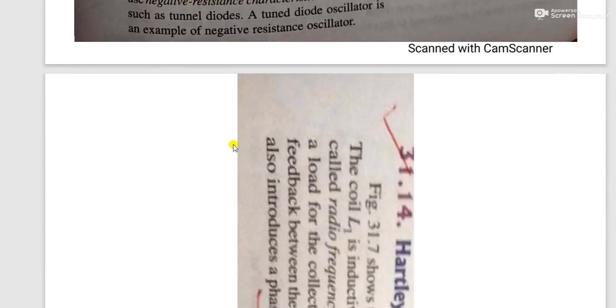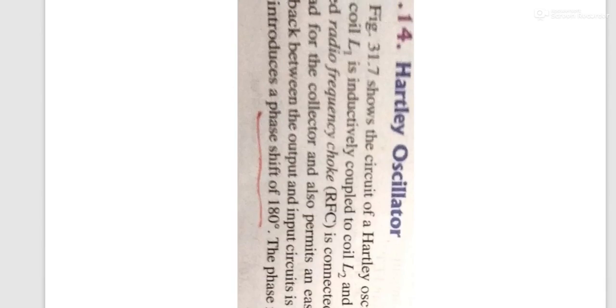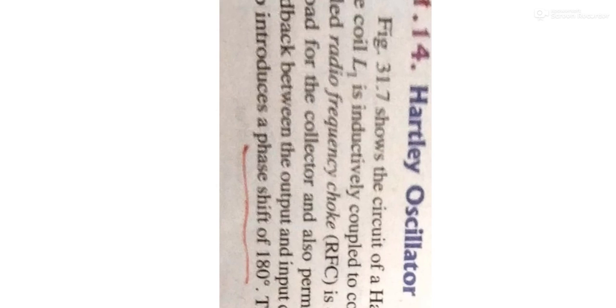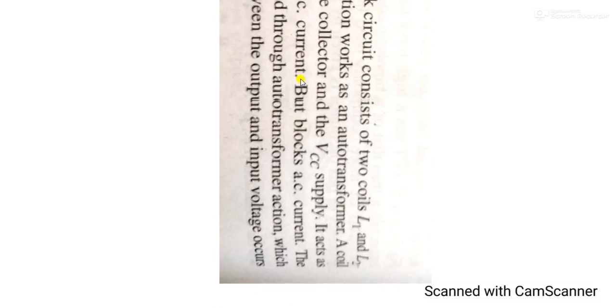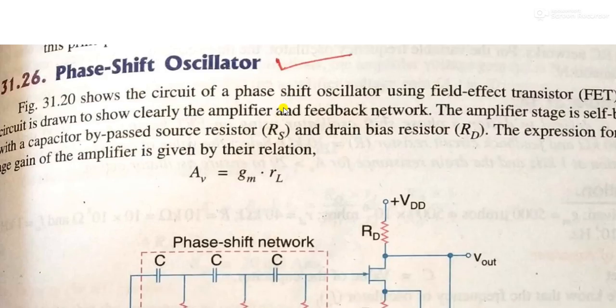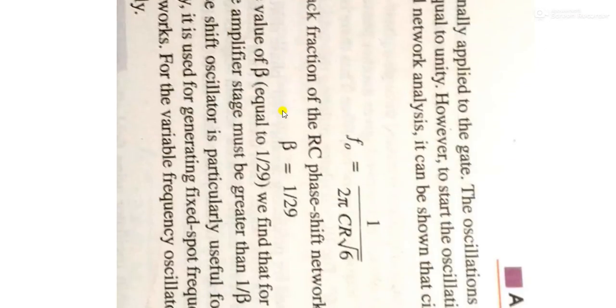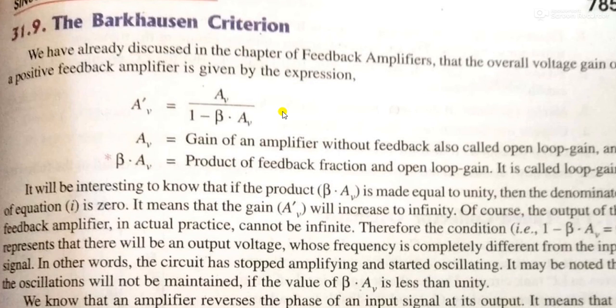Now we will see the Barkhausen criteria. First of all the Barkhausen criteria, and then we will see the types of oscillators. Here is the Barkhausen criteria.